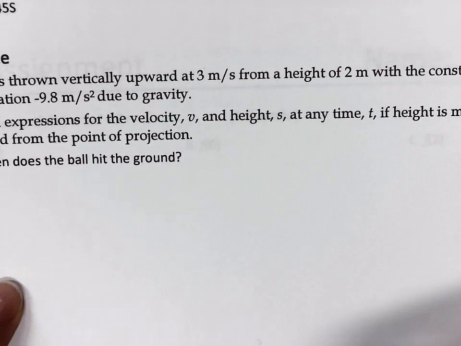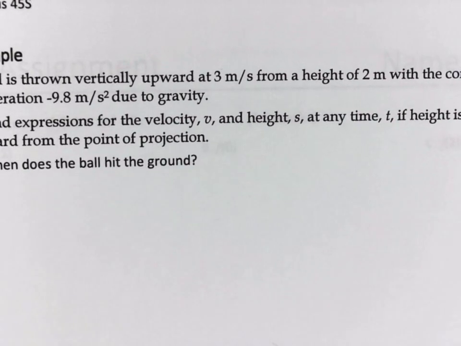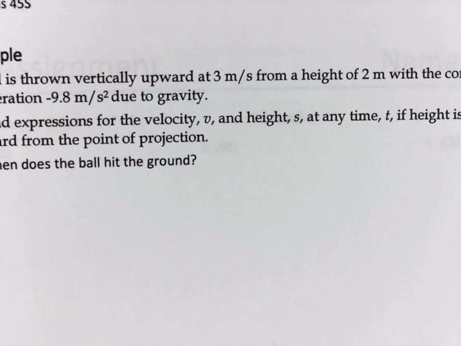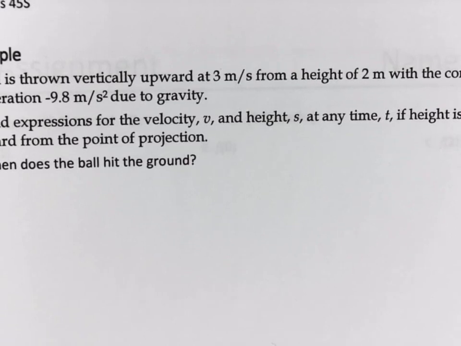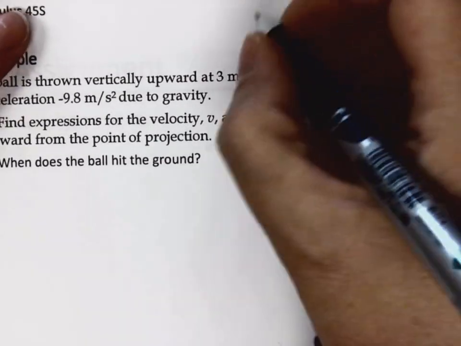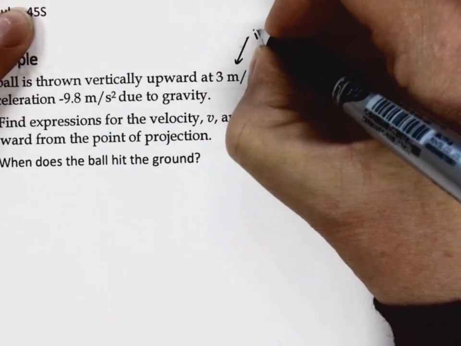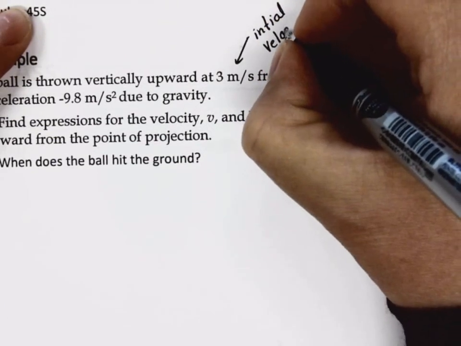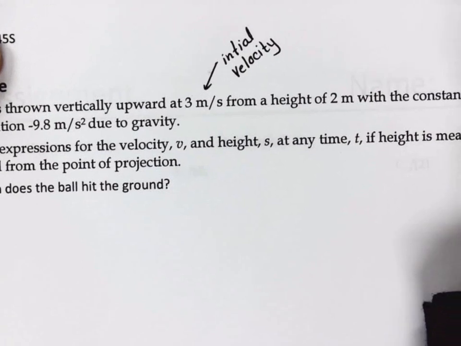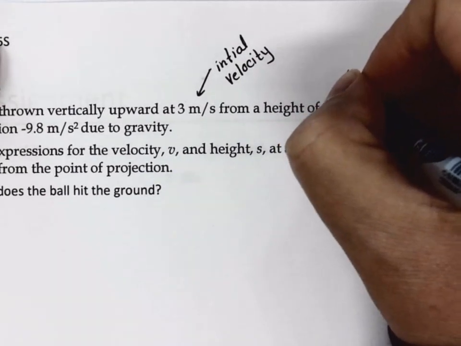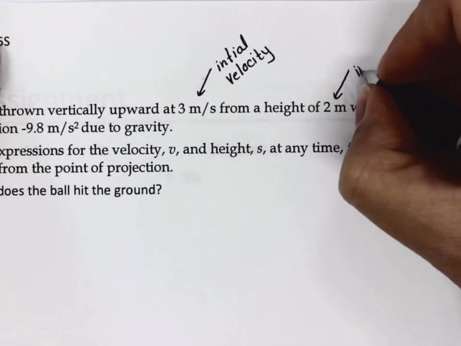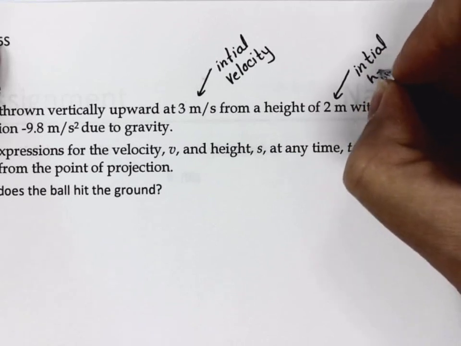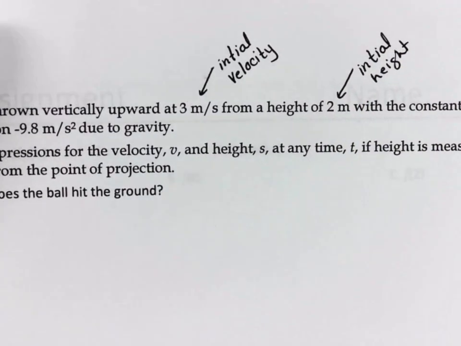The ball is thrown vertically upwards at 3 meters per second from a height of 2 meters, with the constant rate of acceleration being 9.8 meters per second squared due to gravity. This might not be obvious, but this is our initial velocity. And the 2 meters, again, might not be obvious, but this is the initial height. This is all where it's starting from.